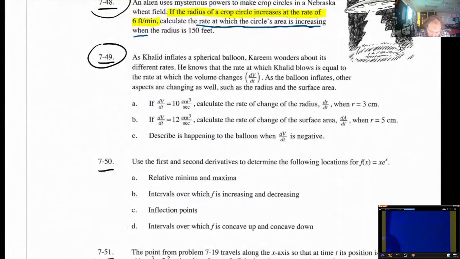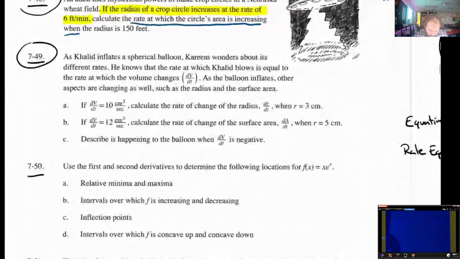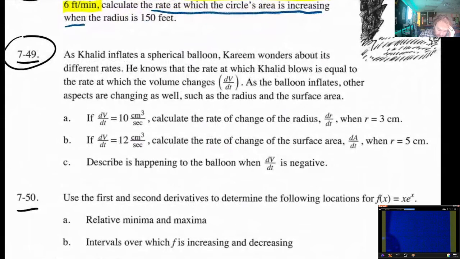749 is also a related rates problem. It's going to require a little more work because there's a couple different situations to consider here. As Khalid inflates a spherical balloon, Kareem wonders about its different rates. He knows that the rate at which Khalid blows is equal to the rate at which the volume changes, so dV/dt. As the balloon inflates, other aspects are changing as well, such as the radius and the surface area.